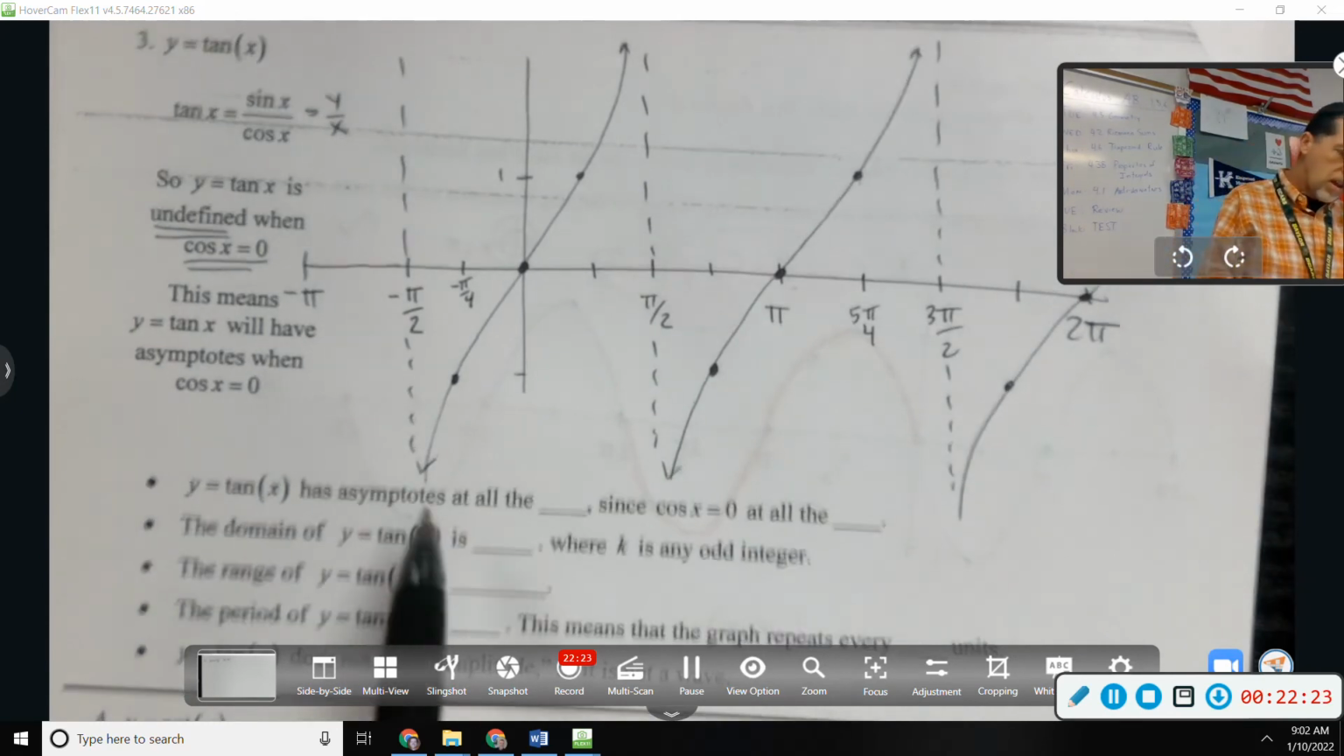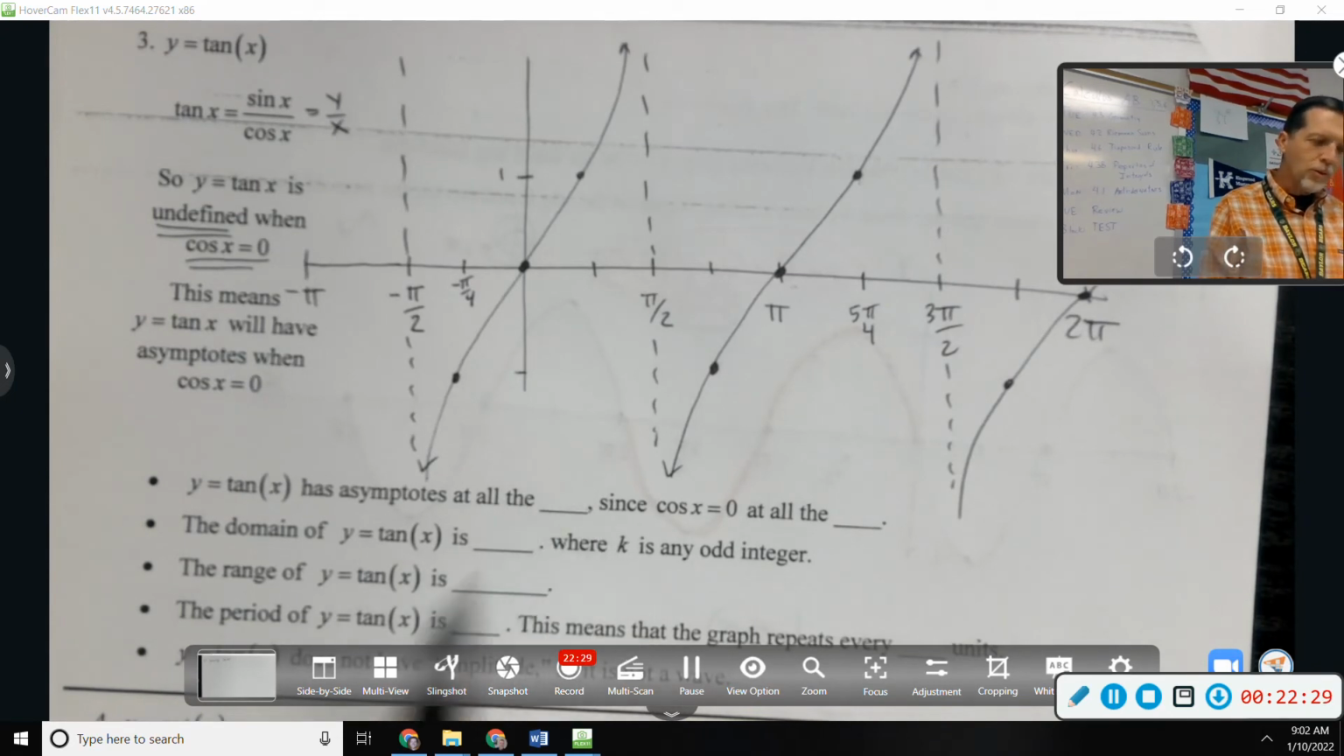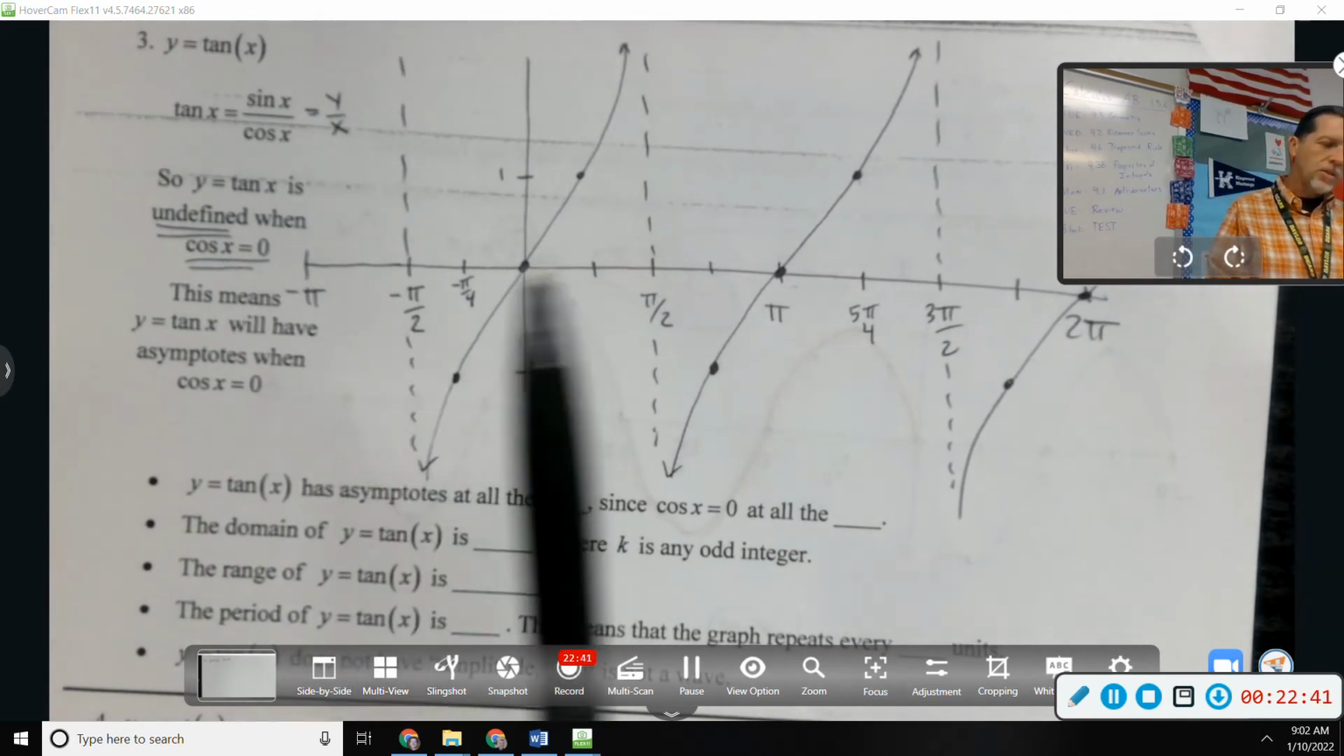Y equals tangent x has asymptotes at all of the... How would you phrase what goes in that blank? What are the x values of the asymptotes? So negative pi over 2, pi over 2, 3 pi over 2.